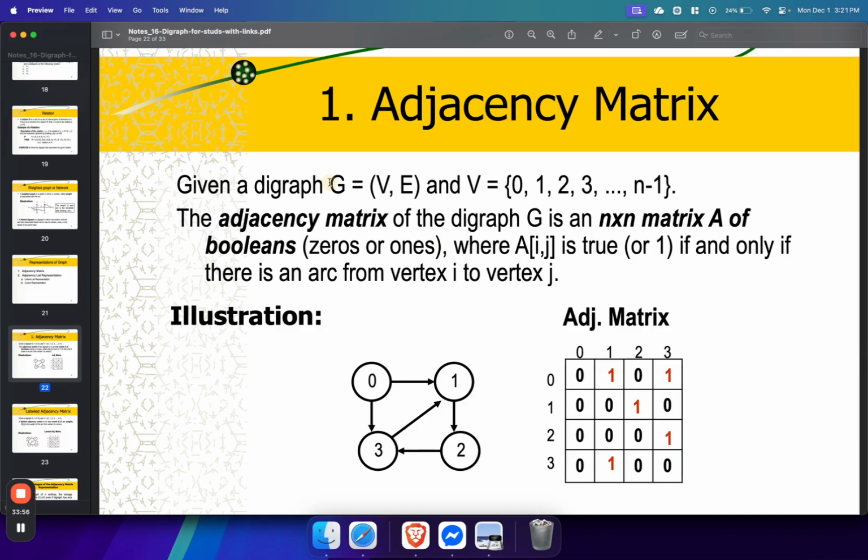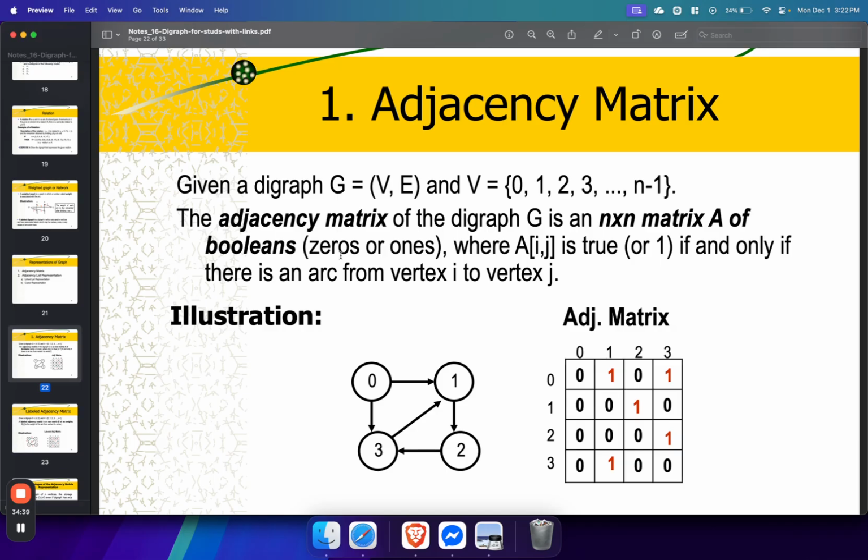So given a digraph called G, that means we're already talking data structures here. G is considered to be a digraph, and by definition, G has vertices and edges. So what does this mean? Given a digraph G, which is composed of vertices and edges, and the vertices are from 0 to n minus 1, the adjacency matrix of G is essentially an n by n matrix A of booleans.